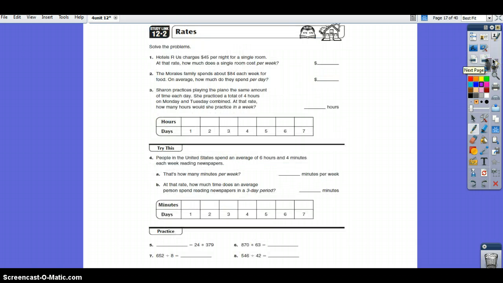The last thing you're going to do is study link 2, which is rates. Please be sure to do the practice on the bottom.